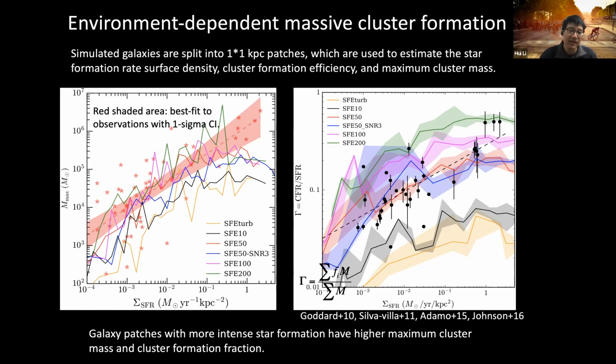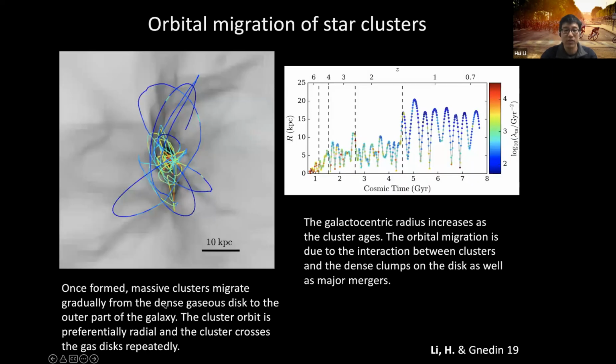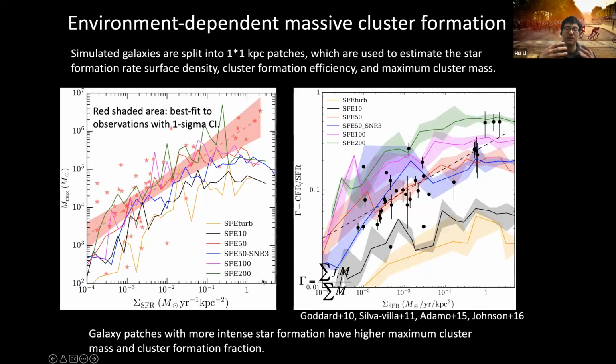pieces of galaxies. And from the observations, there seems to be a strong correlation between these two values. The higher the star formation rate surface density of the galaxy patches, this indicates the more intense star formation in this region, the higher the maximum star cluster mass that can be formed. For example, for this very high star formation rate density case, some of these massive clusters with 10 to the 6 solar masses can be formed.